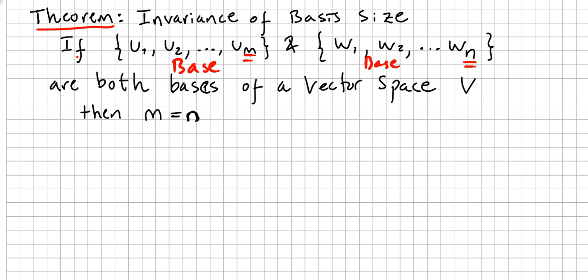So the theorem says if this set and this set are both bases of a vector space V, then m equals n. So the number of vectors in this basis should be equal to the number of vectors in this basis. So this is called the invariance of basis size, meaning that for two bases of the same vector space, the size will be the same. That's your idea.